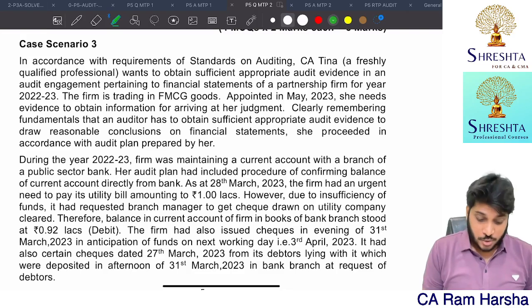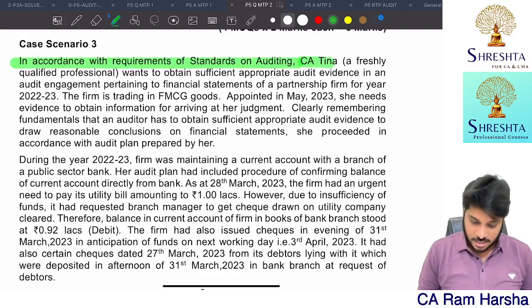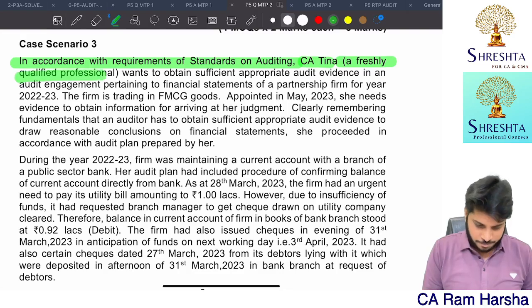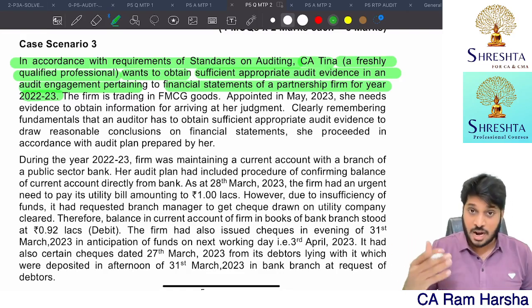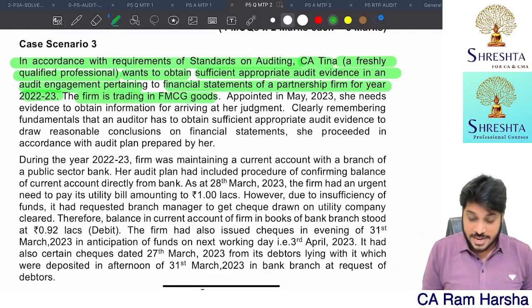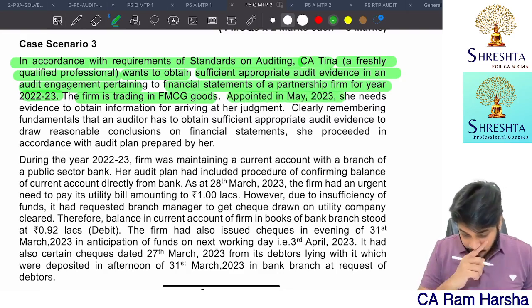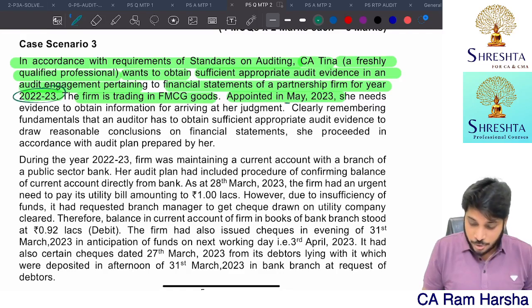In accordance with requirements of standards on auditing, CA Tina, a freshly qualified personnel, wants to obtain sufficient appropriate evidence in an audit engagement pertaining to financial statements of a partnership firm for the year 22-23. So she was doing an audit of a partnership firm. The firm is trading in FMCG goods. Appointed in May 2023. So for the 22-23 year, she was appointed in May 23, which means after year end she was appointed.